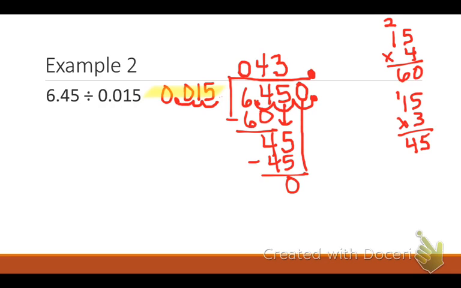Now I need to bring down this 0, and 15 will not go into 0. Since I brought another number down, I again have to put a 0 up here. So my answer is not just 43, but it's 430.